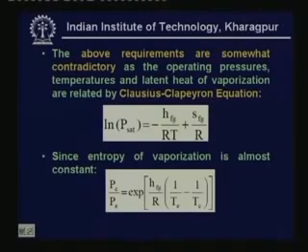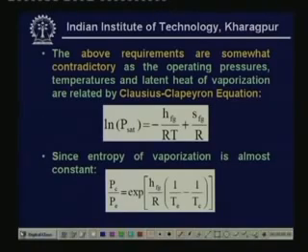However, we find that the above requirements are somewhat contradictory, because the operating pressures, temperatures and latent heat of vaporization are related by the Clausius-Clapeyron equation, and you know what the Clausius-Clapeyron equation is, given by this expression: ln P_sat = -h_fg/(R T) + s_fg/R, where h_fg is the latent heat of vaporization, s_fg is the entropy of vaporization, R is the gas constant and T is the absolute temperature.